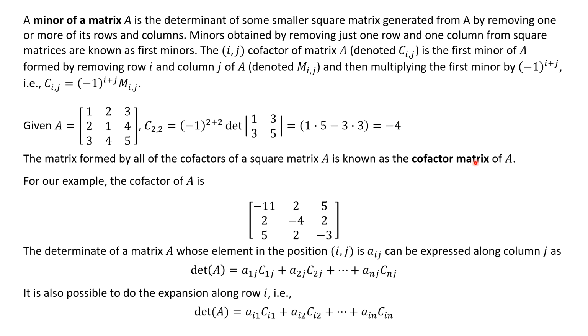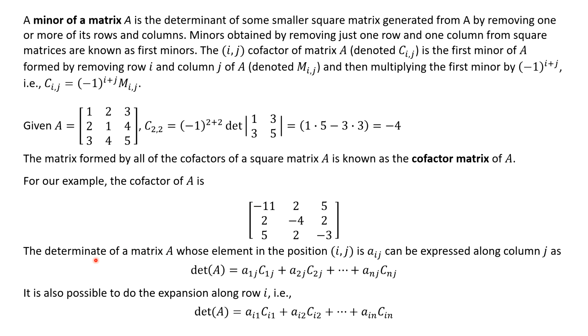Then there's something called the cofactor matrix. If you take all the cofactors, so C11, C12, C13, and so forth, and then put them in a matrix, you get what's called the cofactor matrix. So we computed one of the elements of the cofactor matrix for A. That was C22, minus 4. And if you did C11, you would get minus 11. There's some work to do that. I'm not expecting you to just see that immediately, but if you did all the other ones, you would get this full matrix here.